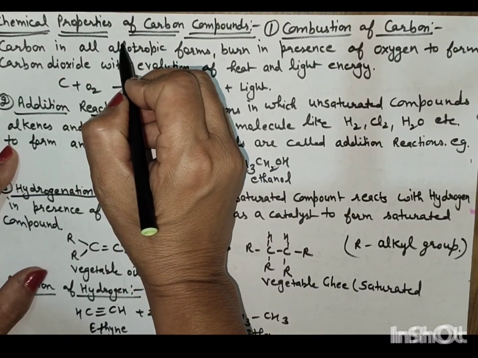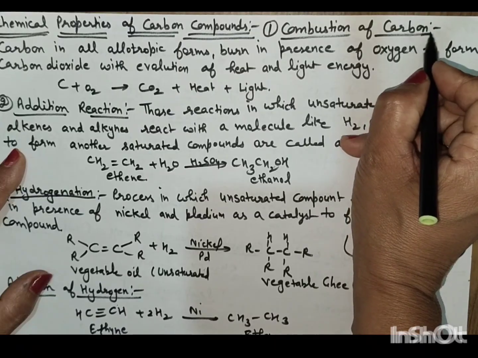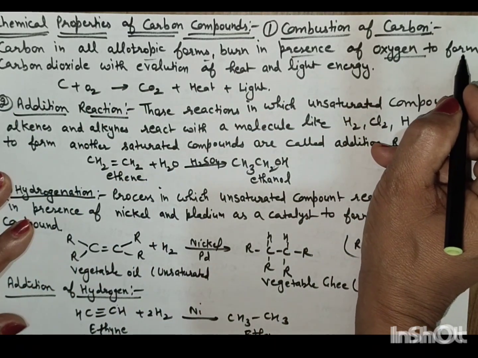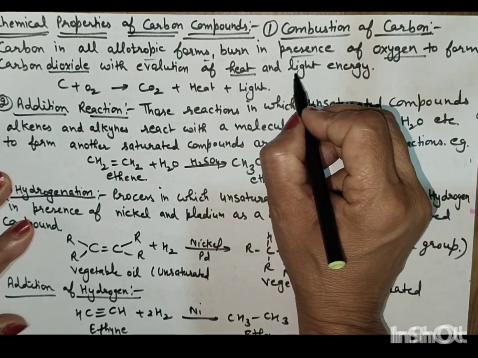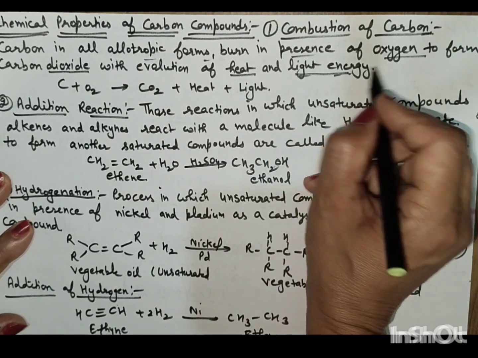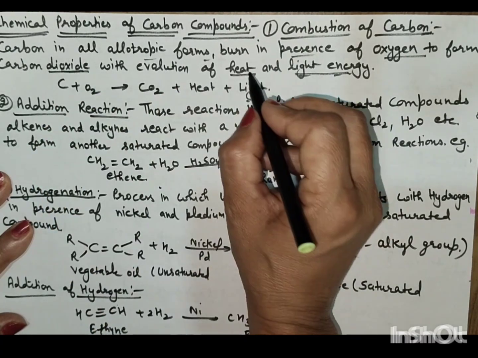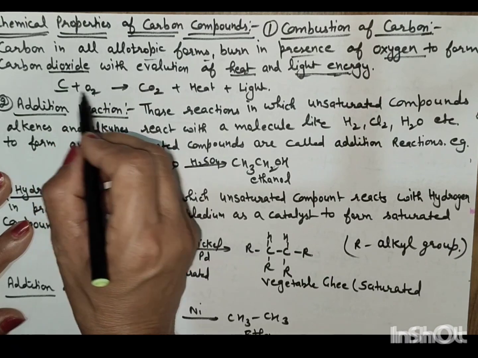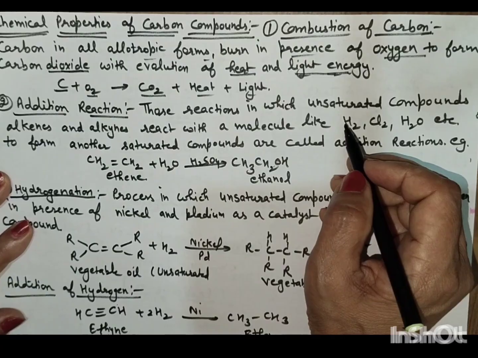What are the chemical properties of carbon compounds? First is combustion of carbon. When carbon in all its allotropic forms burns in the presence of oxygen, it forms carbon dioxide, heat and light energy. When we burn any carbon, whether wood or coal or any other thing, it produces carbon dioxide, heat and light energy. Carbon plus oxygen: when carbon burns in the presence of oxygen, CO2 is released, and heat and light are released.